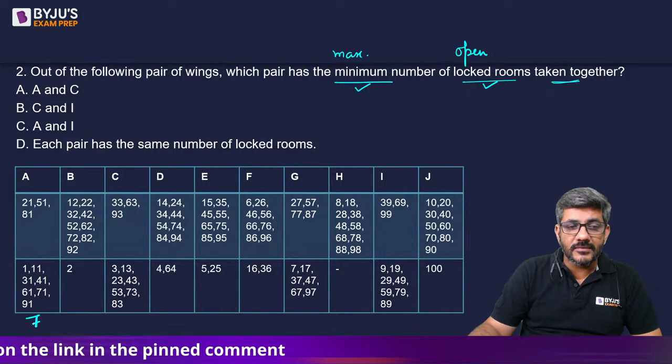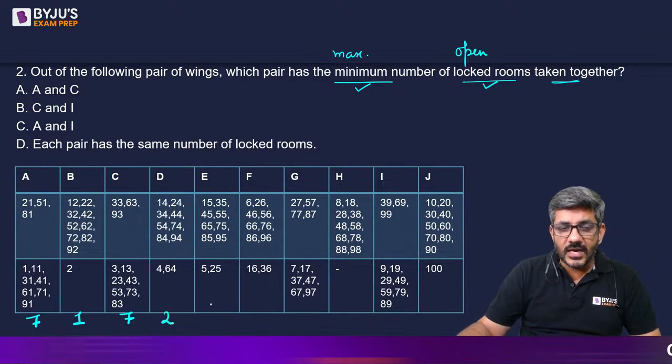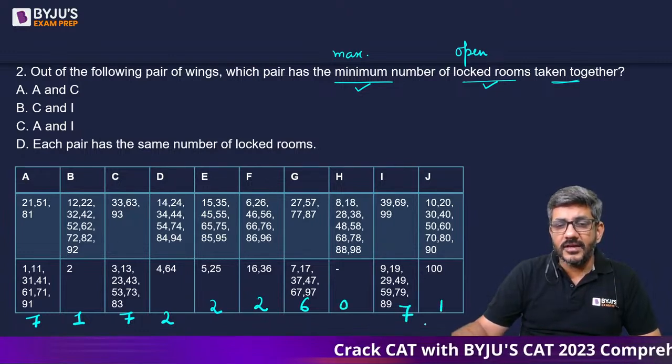It is equal to 7. यहां पे ओपन रूम्स is 1. यहां पे ओपन रूम्स is 7 again. यहां पे ओपन रूम्स 2. यहां पे we have again 2. यहां we have again 2. Here we have 6. Here we have 0. Here we have 7 again. And finally we have 1.